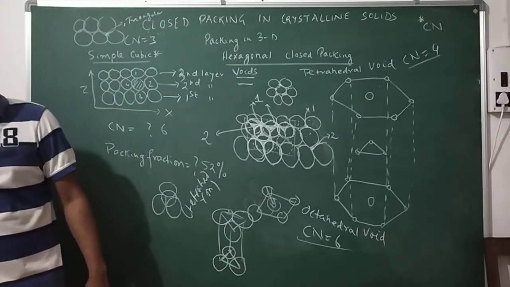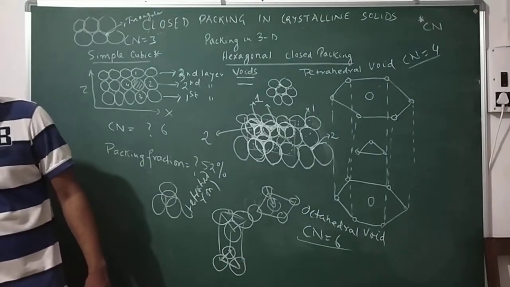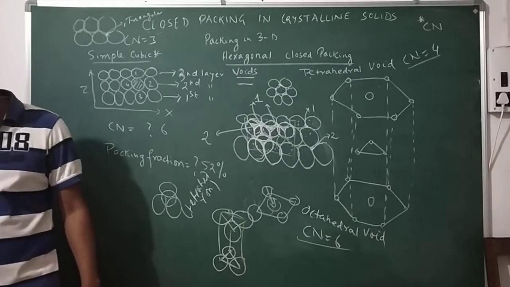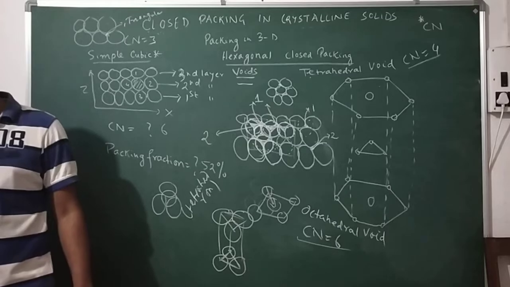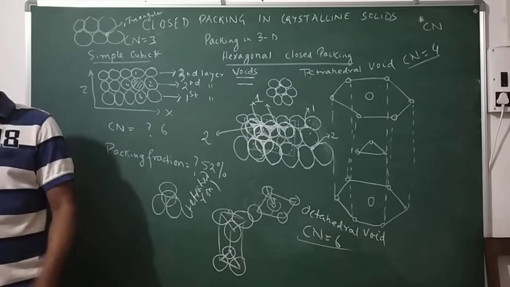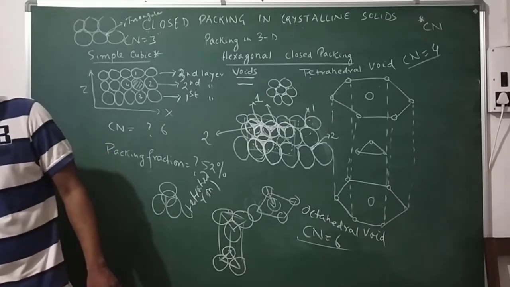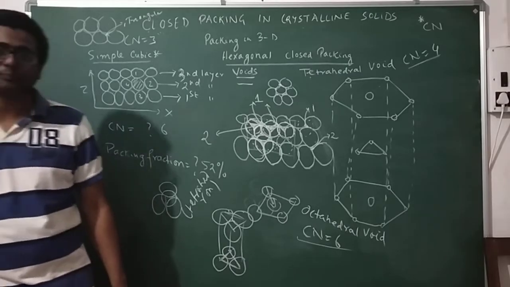And after that, we will go into much more detail of your different types of voids, that is octahedral and tetrahedral, distances between them, number of cells, and a little bit complicated ones also we will do. Okay, thank you very much.